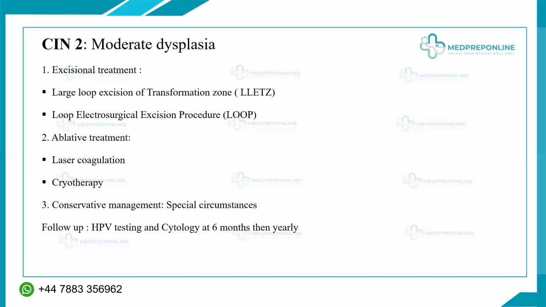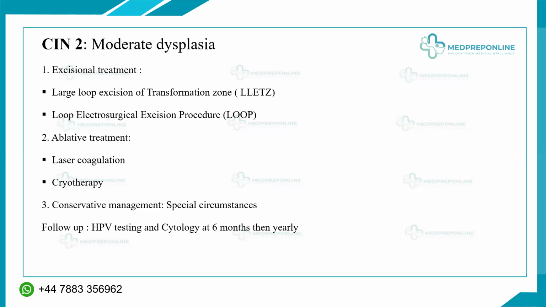Now, CIN2 is a moderate dysplasia. The treatments involved are excisional treatment, which is large loop excision of transformation zone, as well as loop electrosurgical excision procedure. Now you have ablative treatments like laser coagulation and cryotherapy. You don't have to know the particulars or details. Just remember that these are the treatment modalities. And conservative management may be done in special circumstances, like, for example, if CIN2 is diagnosed in pregnancy, then you may want to defer the treatment until after delivery.